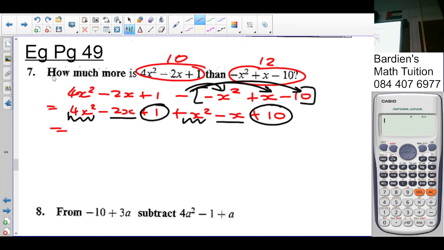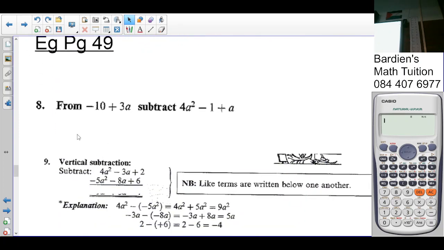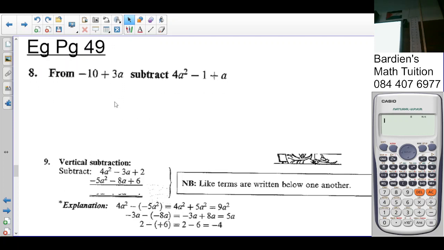So what's 4x squared plus x squared? 5x squared. What is minus 2x minus x? Negative 3x. There's negative 2 minus 1. Not so? And what is 10 plus 1? 11. You all okay with that? Okay. These are the examples on page 49. So, if you just want to take note, you can either watch the video again later online, or you can consult the textbook. It's on that page. Okay. If you feel like I'm going too fast now.